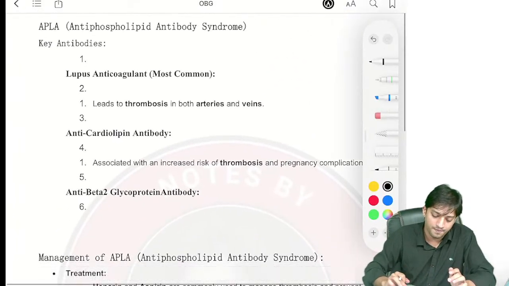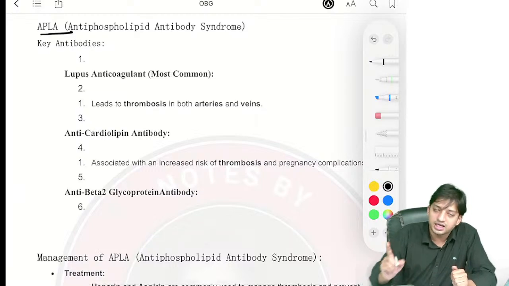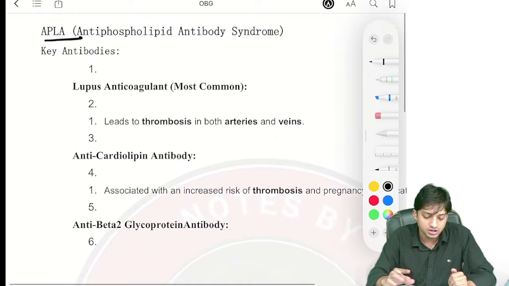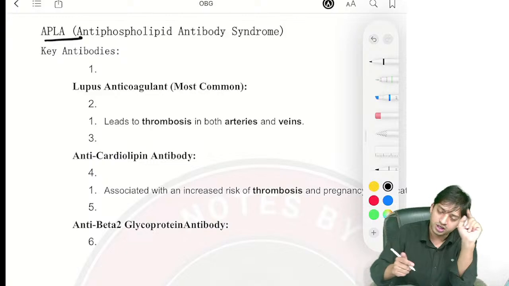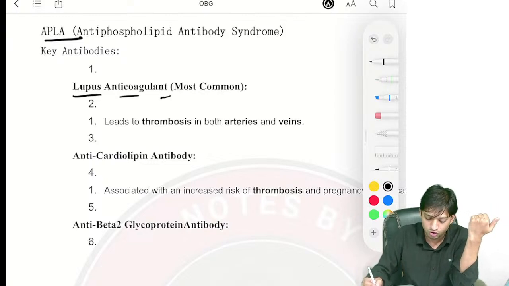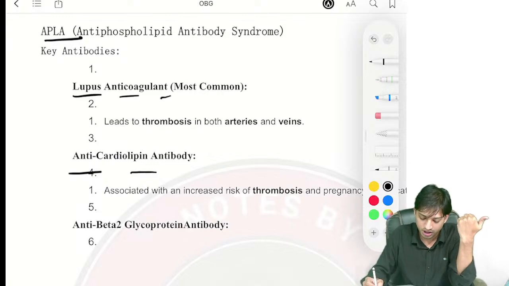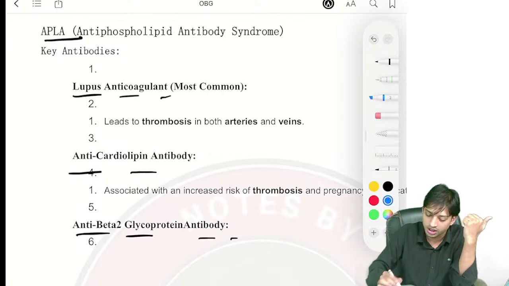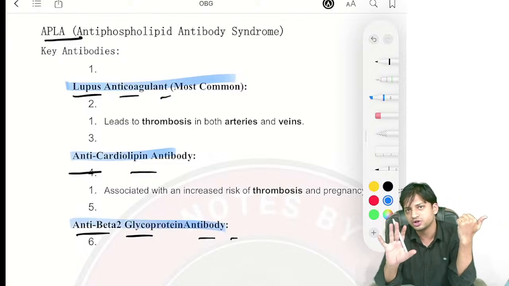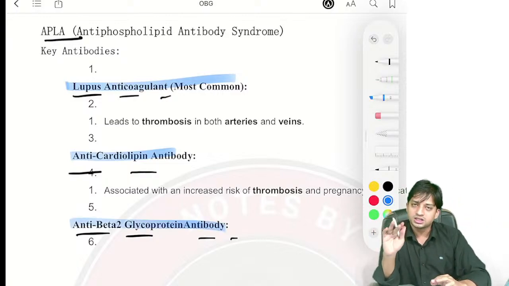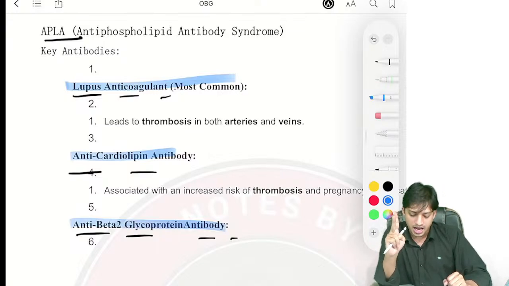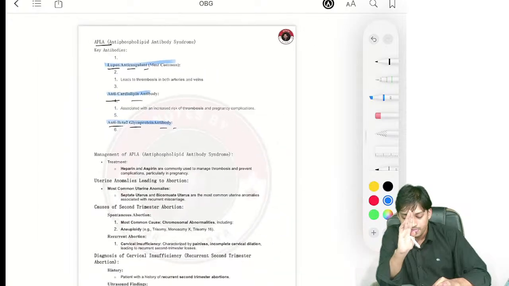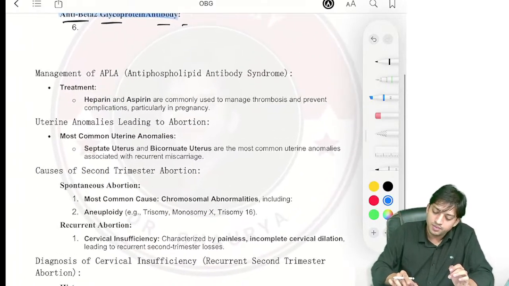Now come here. APLA, what we are going to discuss. Key antibodies they have asked you. It is a very frequently asked, commonly asked topic. Many times they have asked what the key antibodies in APLA syndrome are. The key antibodies are lupus anticoagulant, most commonly, right? Anti-cardiolipin antibody and anti-beta-2 glycoprotein antibody. These 3 names of antibody they have asked. Only these 3 you have to remember. Don't go into much detail. Repeat after me and remember here itself: lupus anticoagulant, anti-cardiolipin antibody and anti-beta-2 glycoprotein antibody. Done. Covered.